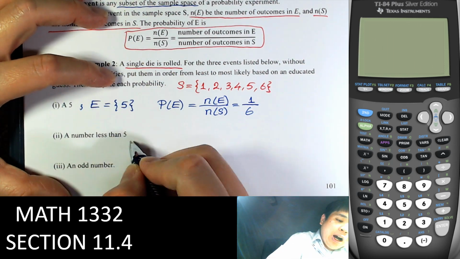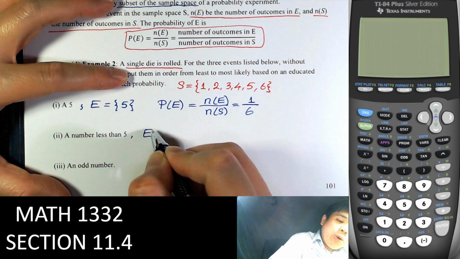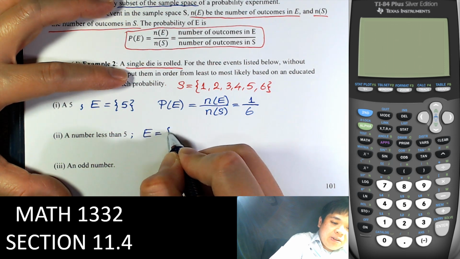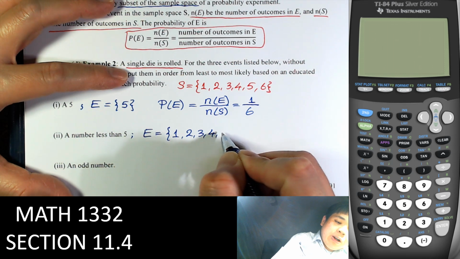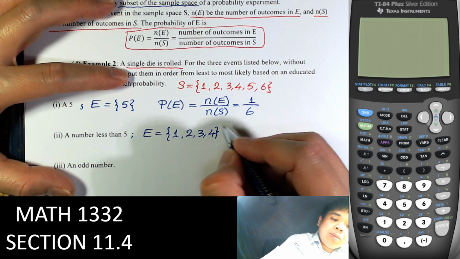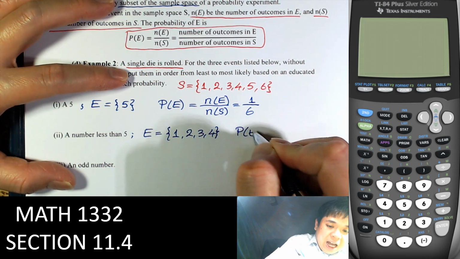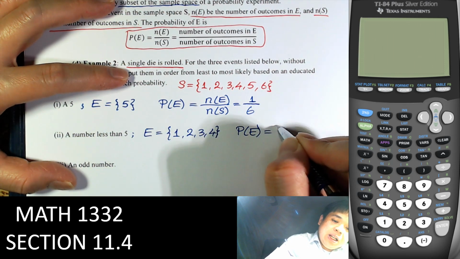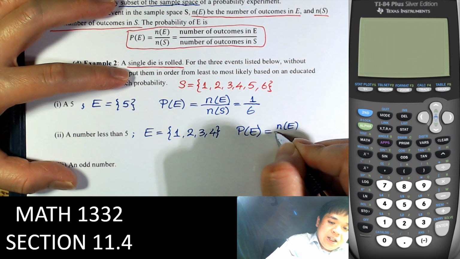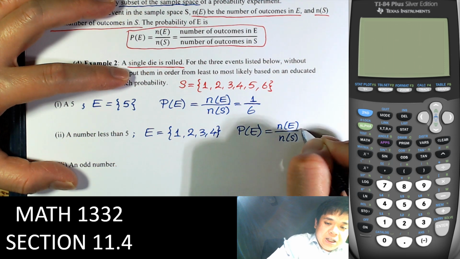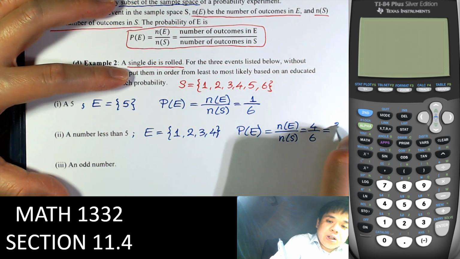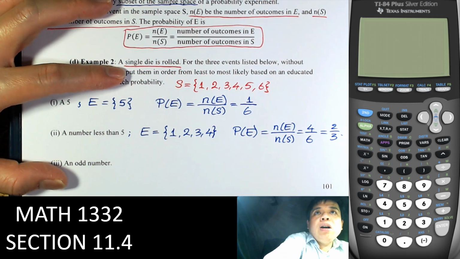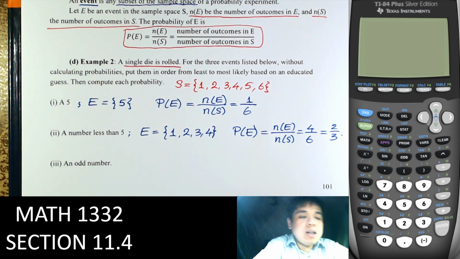Right. A number less than 5. We will list everything that is less than 5: 1, 2, 3, 4. That's it. So the probability of that event is the number in E divided by the number in S. There are 4 of them in E and 6 in S. Reduce, that will be 2/3. Of course, we can convert that to a decimal, but that's not the point.